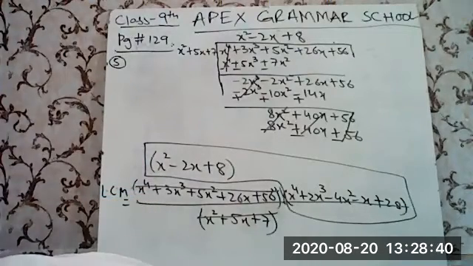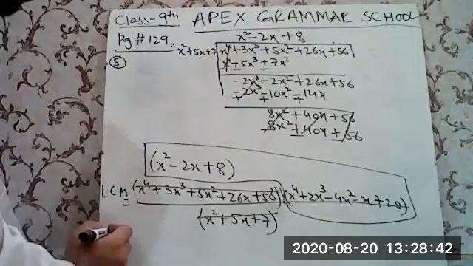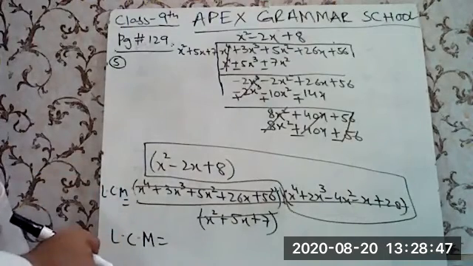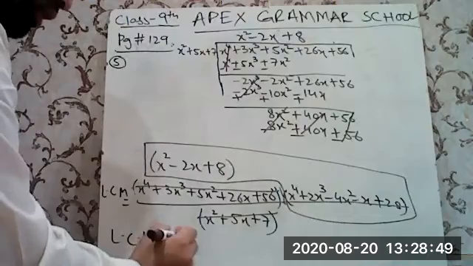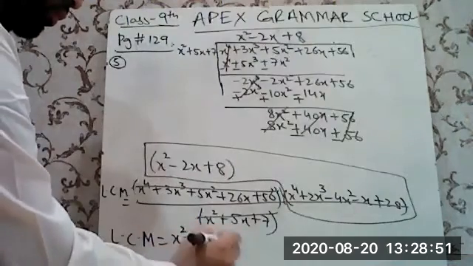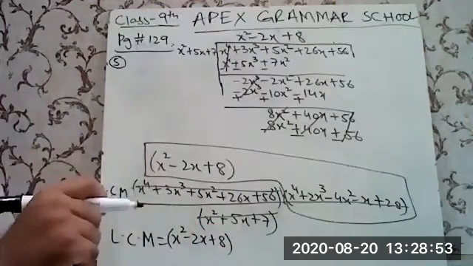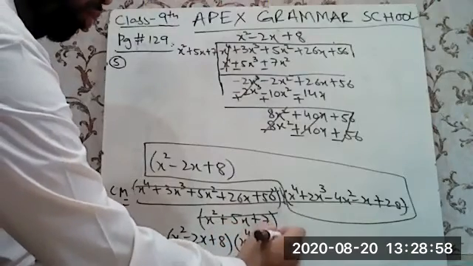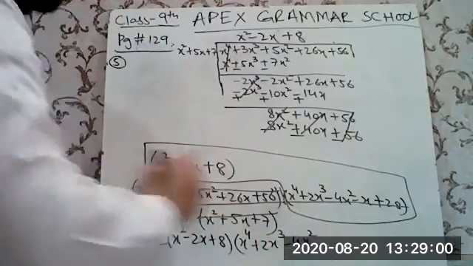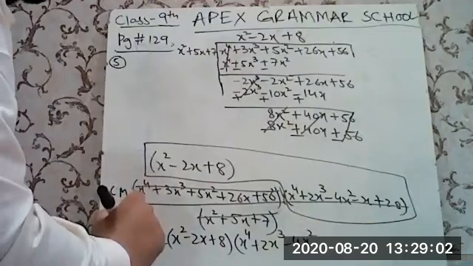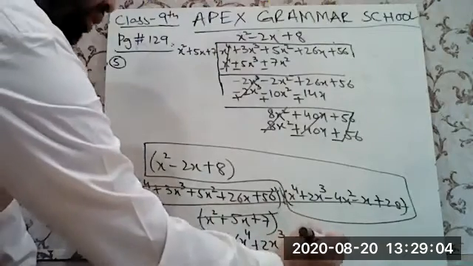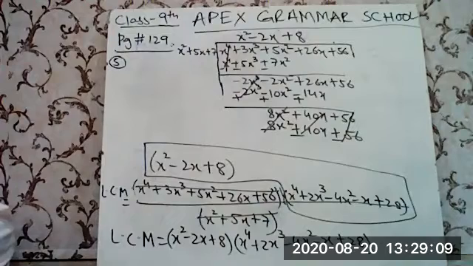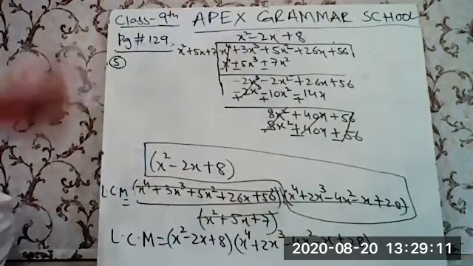Or neatly I can write it as LCM is equal to, if you can easily see this, x square minus 2x plus 8, and the other is x to the power 4 plus 2x cubed minus 4x square minus x plus 28. Okay, I hope you can easily watch this. So this was question number 5.